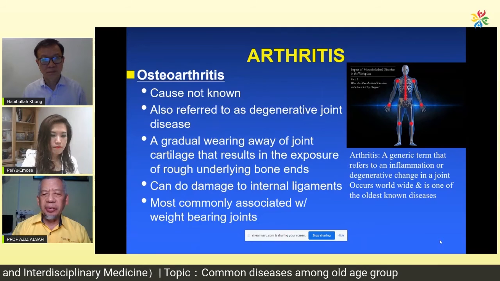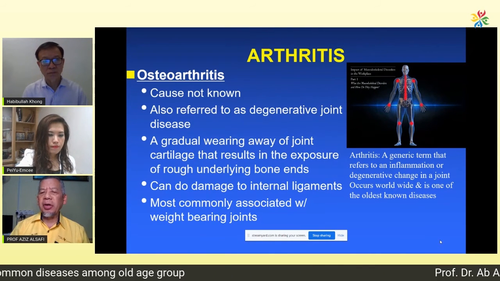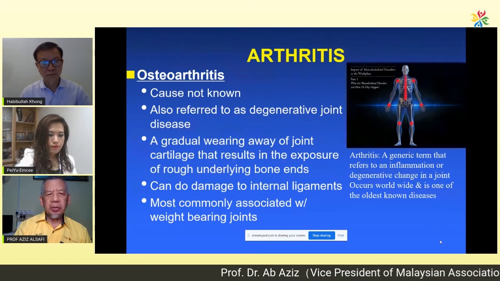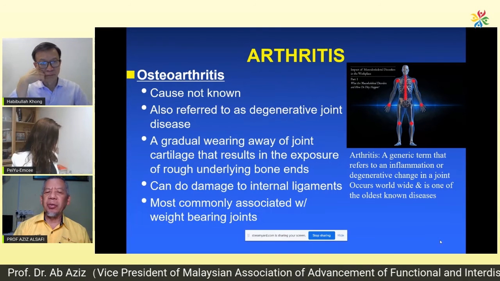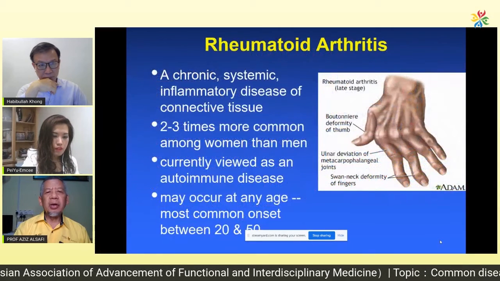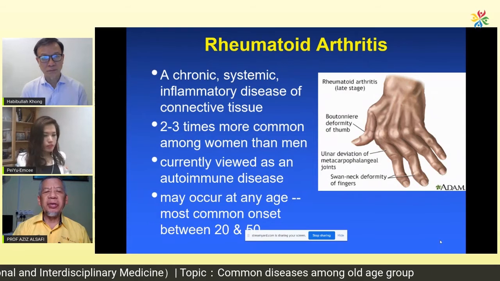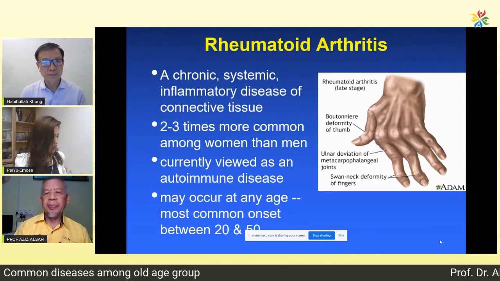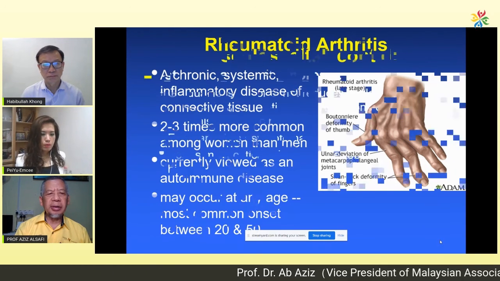Arthritis. This arthritis means inflammation or degenerative changes in the joint, occurring worldwide. Cause unknown, referred to as degenerative joint disease, the most common problem among the elderly. Another one is rheumatoid arthritis, a chronic systemic inflammatory disease of the connective tissue. You can see it at various degrees. This is very painful and very difficult to handle.